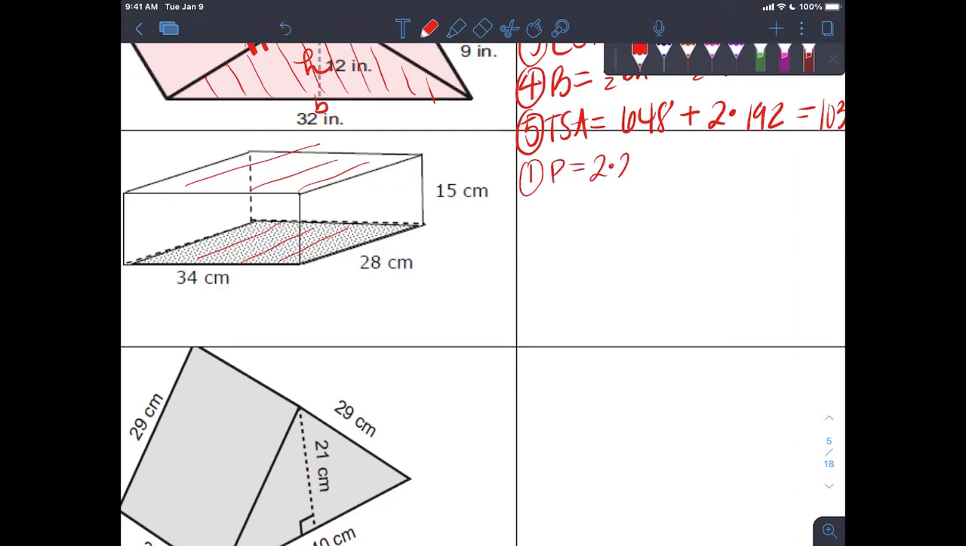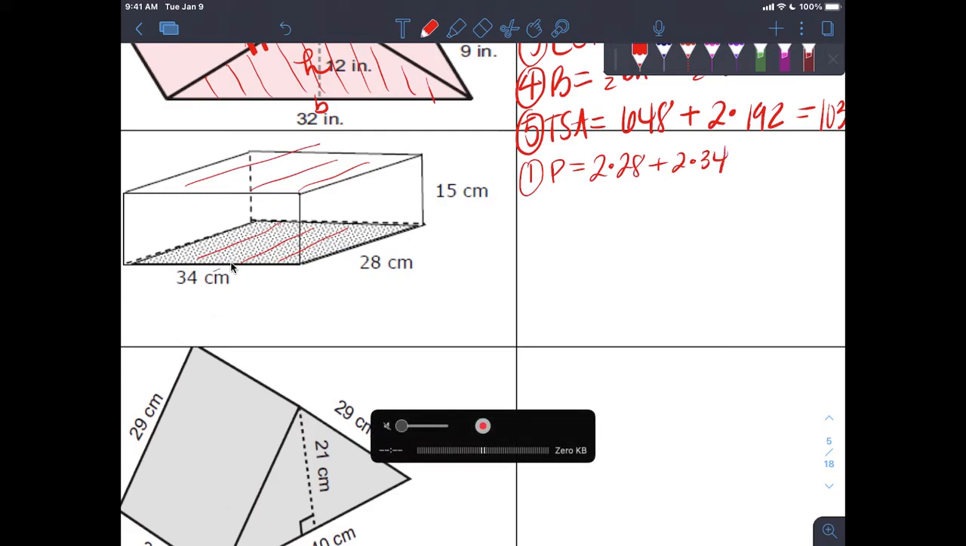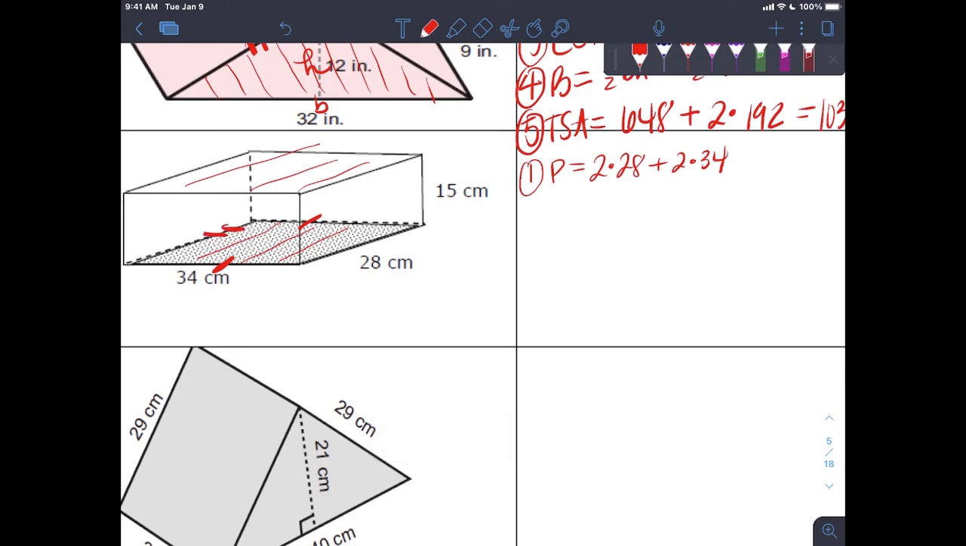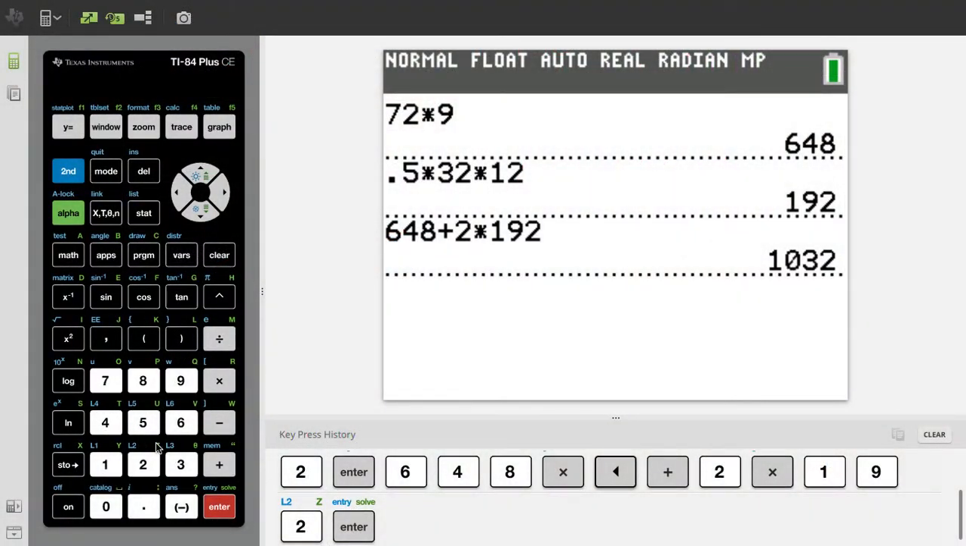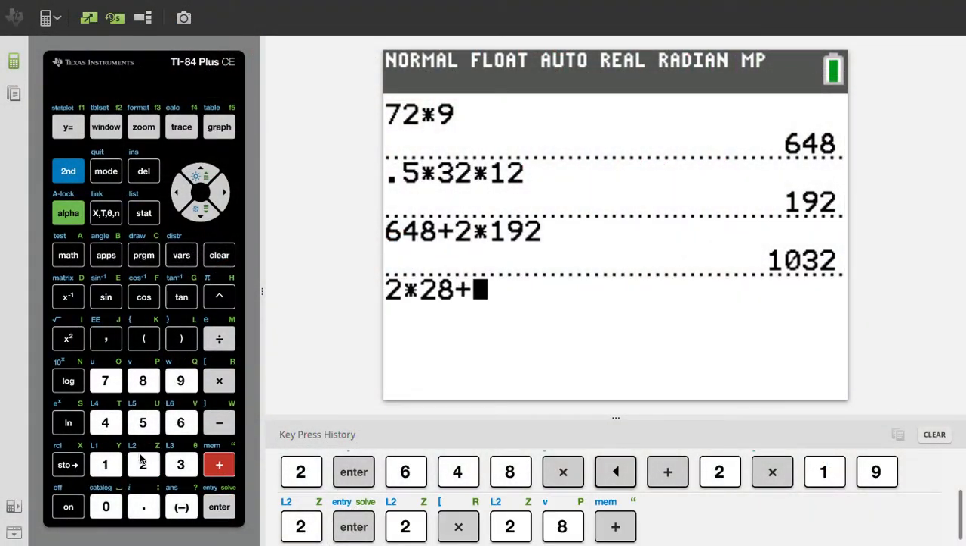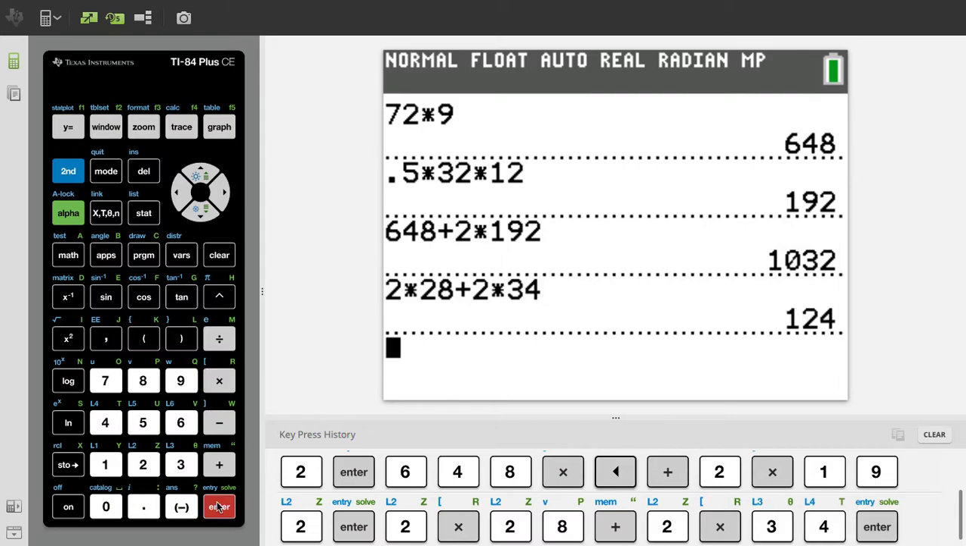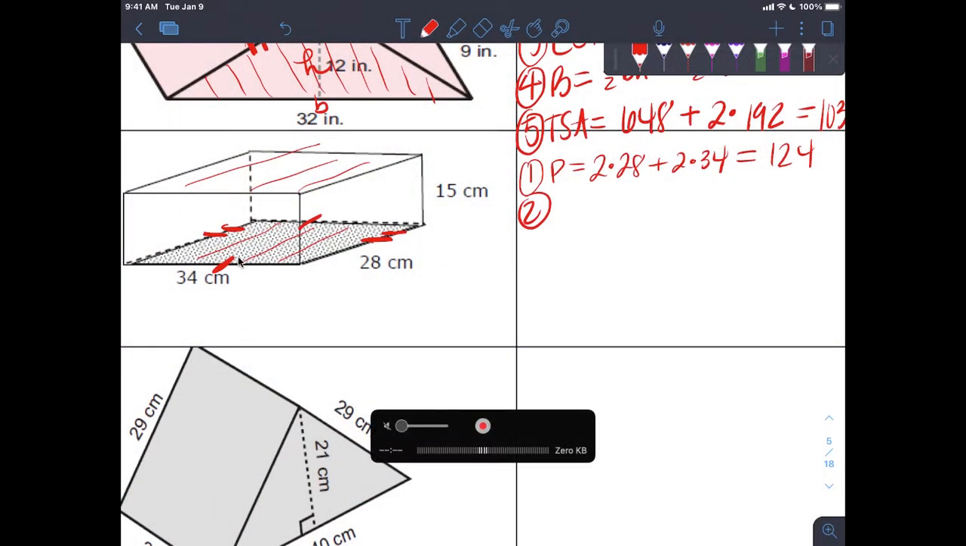So 2 times 28 plus 2 times 34, because there's 2 34s here and here, and 2 28s here and here. I'm going to plug that into my calculator. And I end up with the perimeter of 124. Now I need to identify the height of my object. If I said this is the base, then this is bottom, top, so its height, how tall it is, is 15. H equals 15.